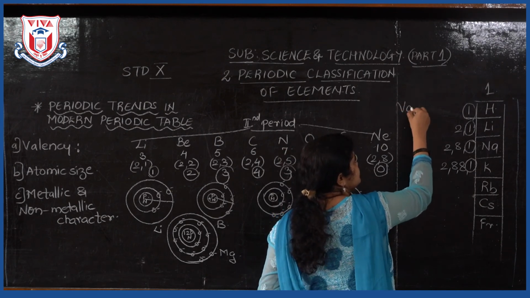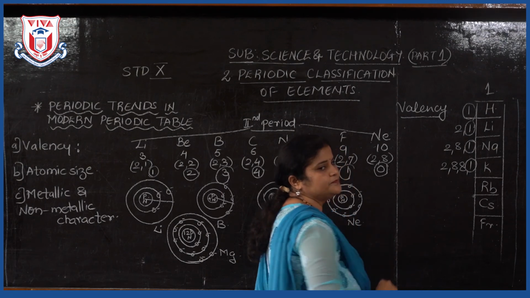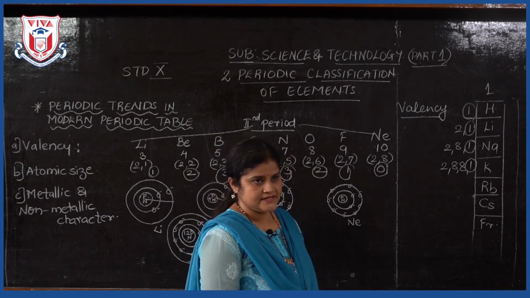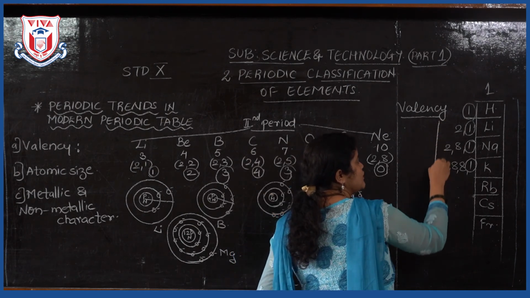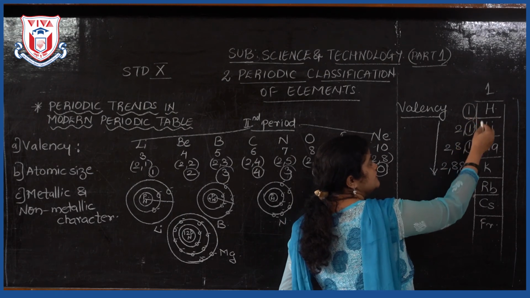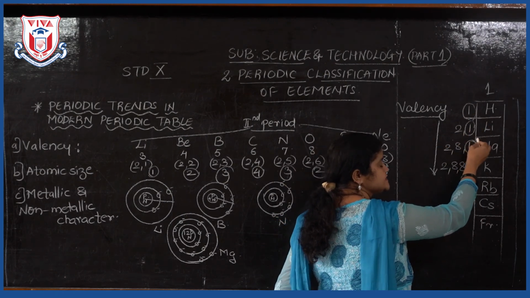Here, hydrogen has only 1 shell. So valency in a group indicates the group number. Okay. Now about the second point, that is the atomic size. When we observe from top to bottom, for hydrogen there is only 1 shell. For lithium, it increases to 2.